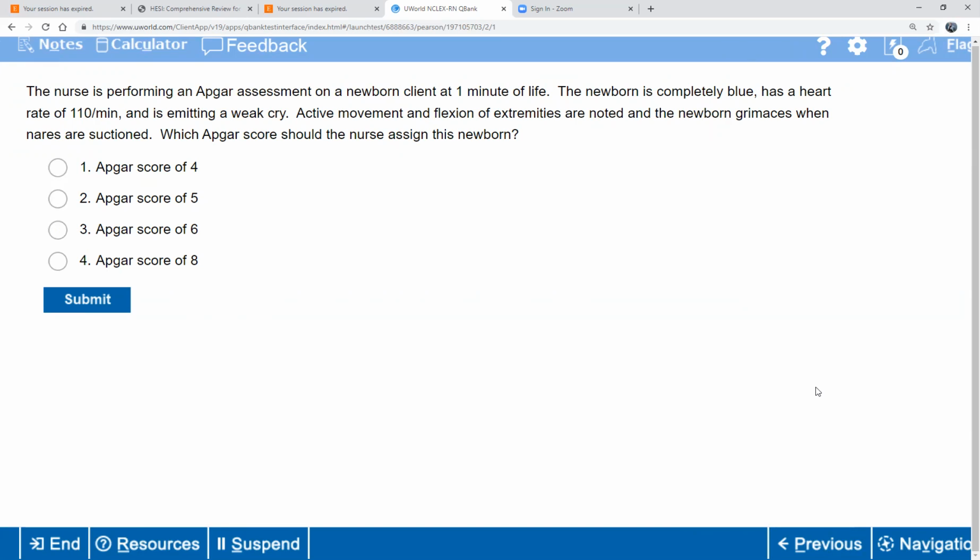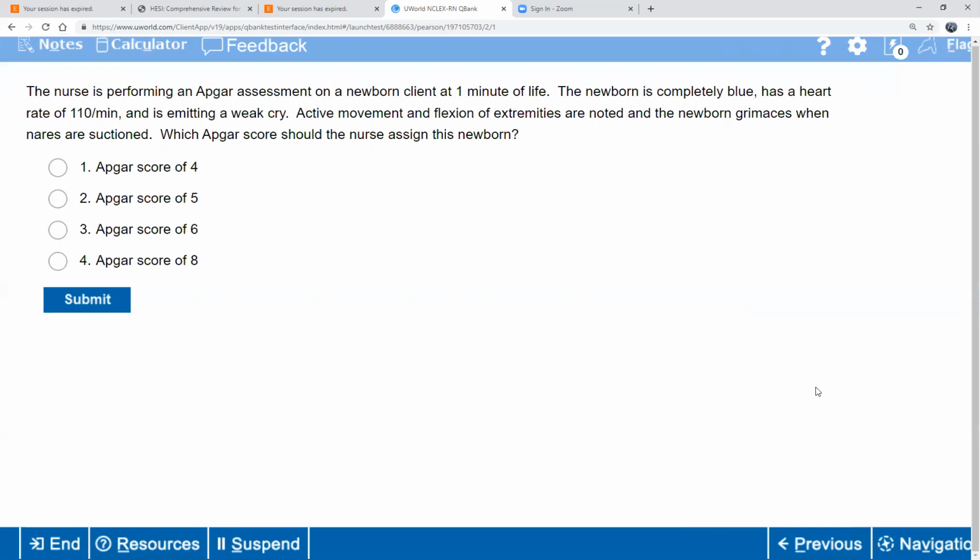So the normal is 10, right? The normal is 10. The baby has a weak cry. Okay, completely blue, has a heart rate of 110. The heart rate is low. So completely blue would be 0? No, some part can be blue, like the hands and the... Blue is not okay.